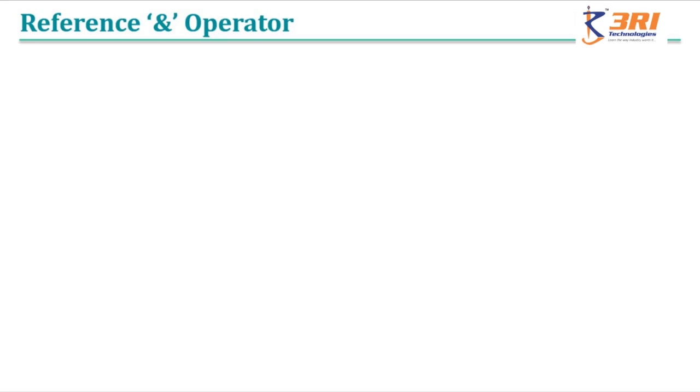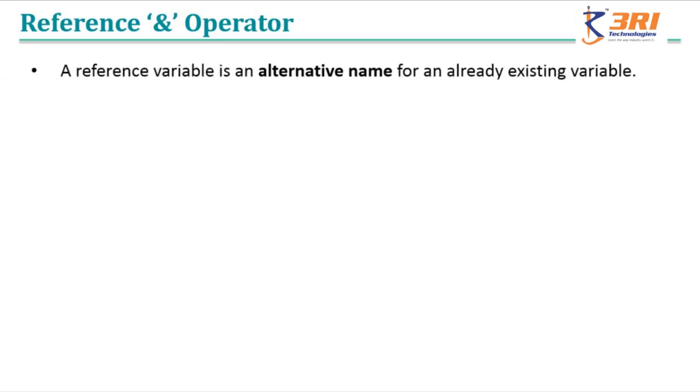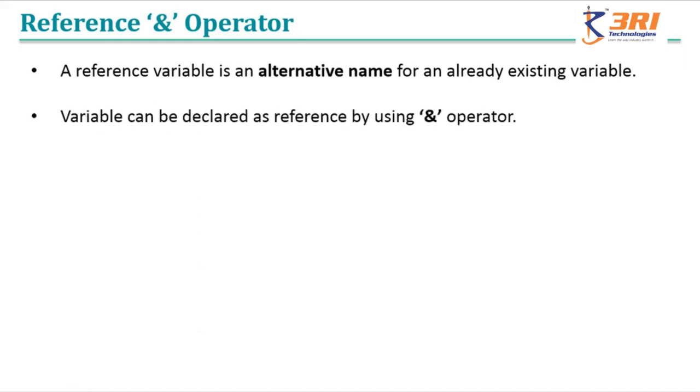References in C++. When a variable is declared as reference, it becomes an alternative name for an existing variable. A variable can be declared as reference by putting an ampersand in the declaration. Following points must be noted while handling reference operators.